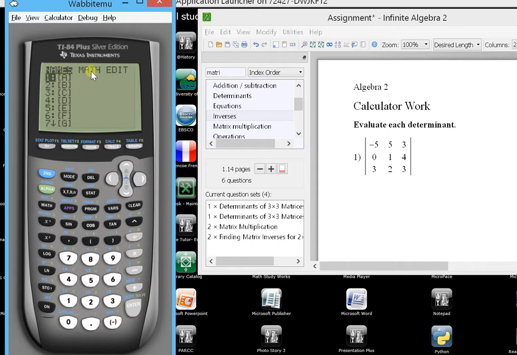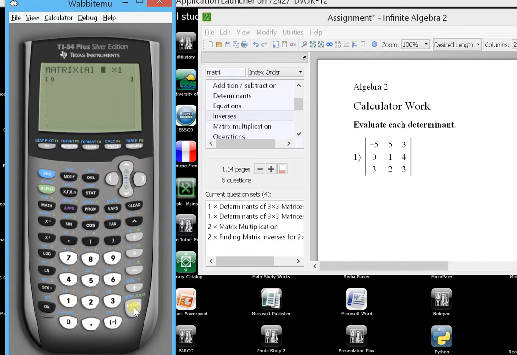You see I have 3 columns up here: names, math, and edit. Names are if you wanted to pull a matrix out, which we'll see in a second. We'll look in a minute at what's under math. Edit is how we actually edit the matrices. So I'm going to scroll over to edit. I want to edit matrix A, see how it's highlighted.